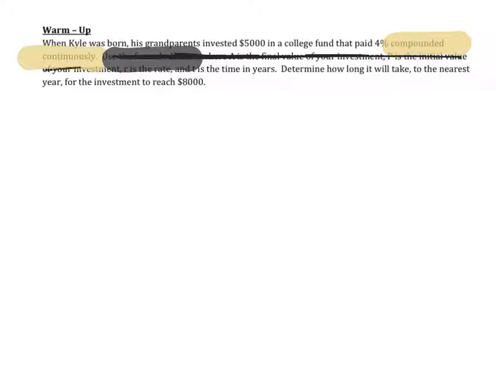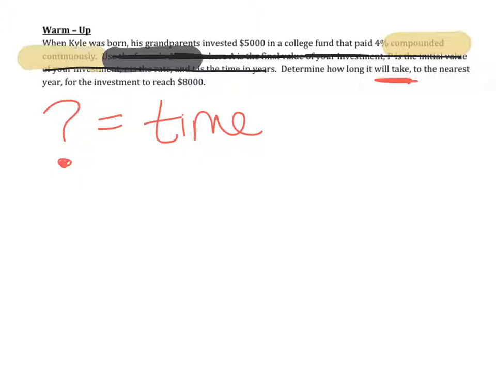So let's pretend that's not in there. We've got to catch the words compounded continuously. So here's the question. How long will it take, to the nearest year, for the investment to reach $8,000? So first of all, what is the question asking for? How long will it take? If I want to know how long something takes, I'm looking for the time. So let's jot down, we're looking for the time. And it does say nearest year, so we'll round appropriately.